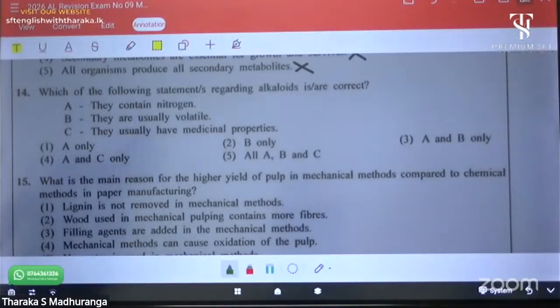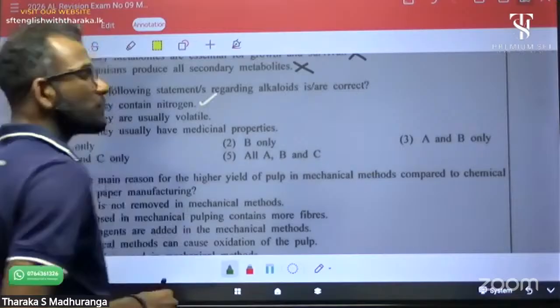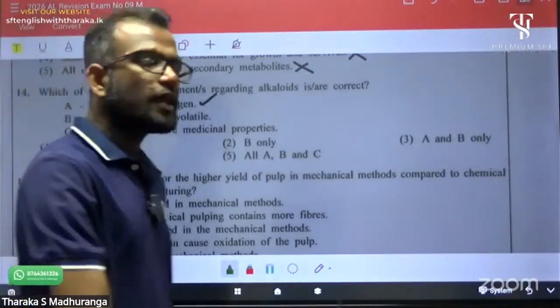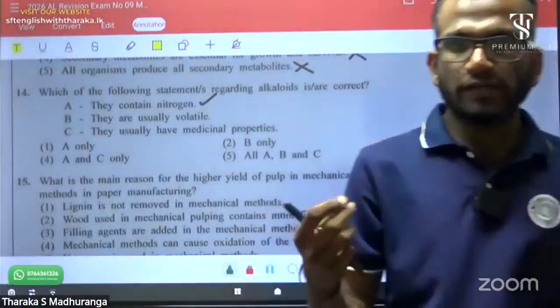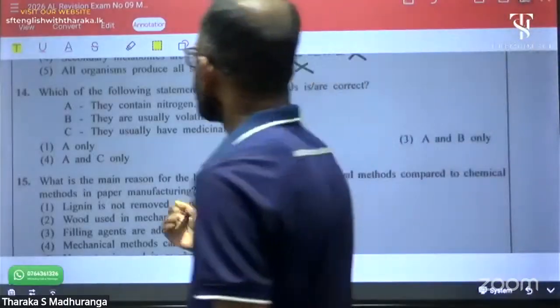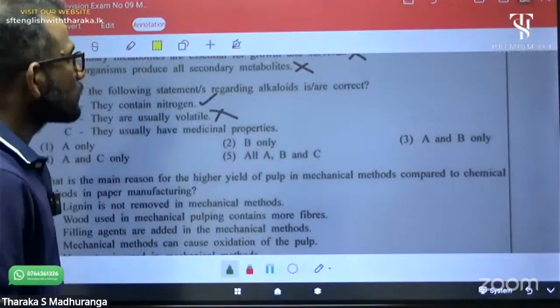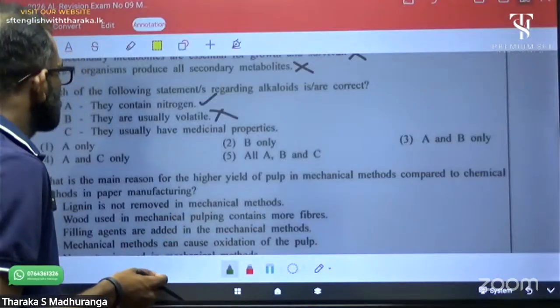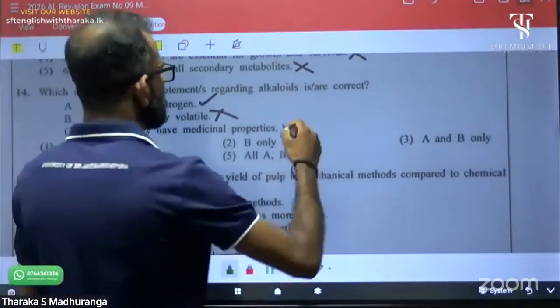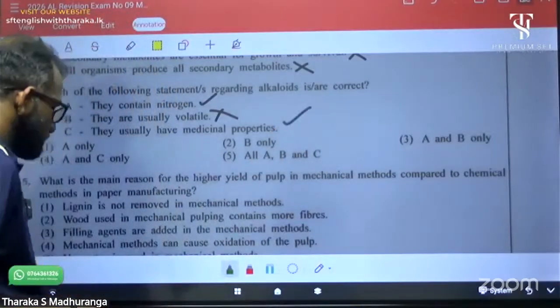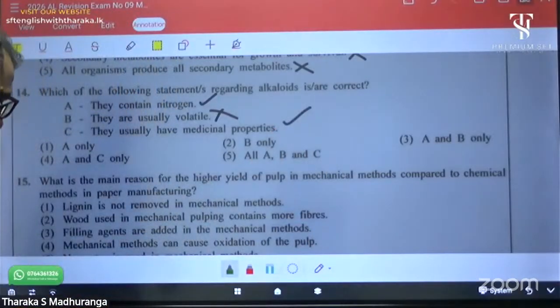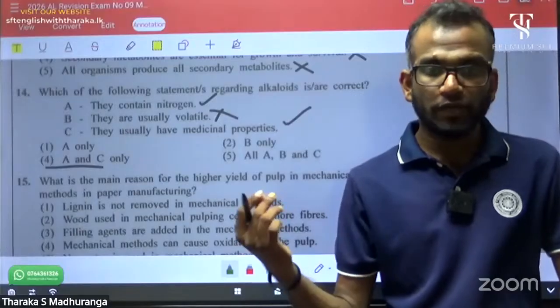Which of the following statements regarding alkaloids are correct? They contain nitrogen. Alkaloids definitely contain nitrogen, and are in crystalline form. They are usually volatile. Volatile is not a property of alkaloids. They usually have medicinal properties. Okay, that's okay. Right? For example, Adathoda contains them.